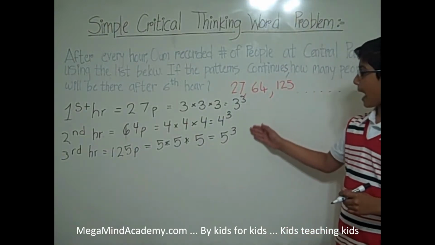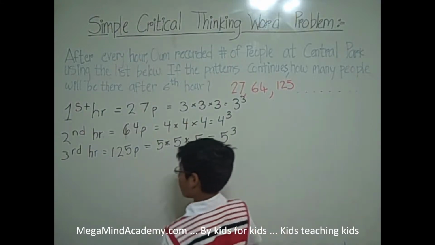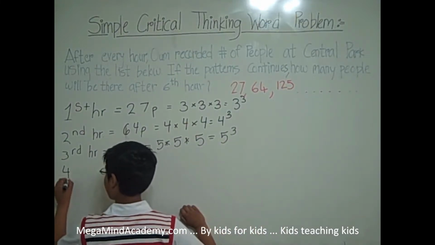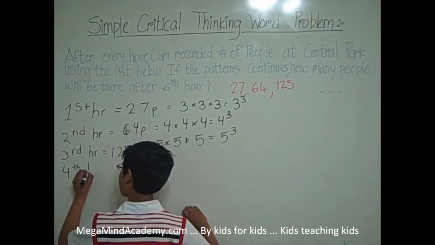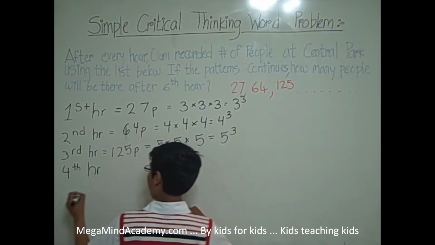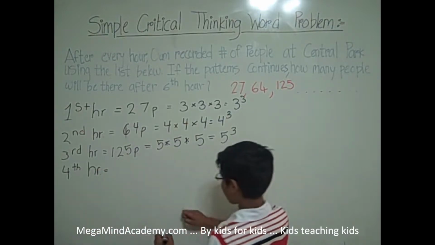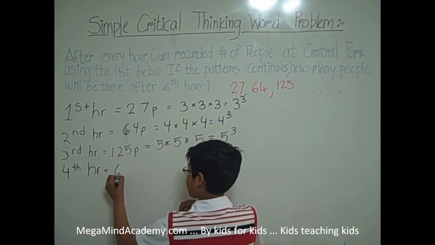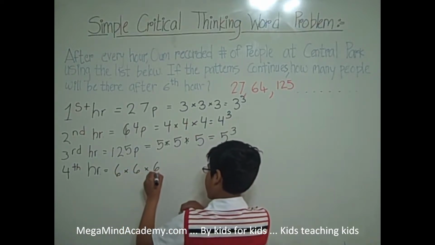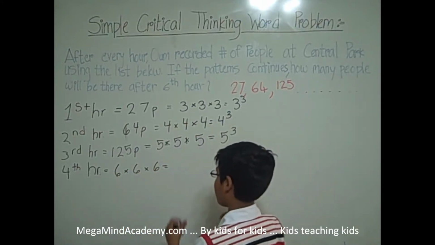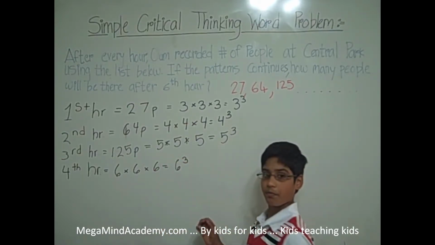So if this pattern continues, after the fourth hour, Ohm will have recorded 6 times 6 times 6, which is equal to 6 to the power of 3 people.